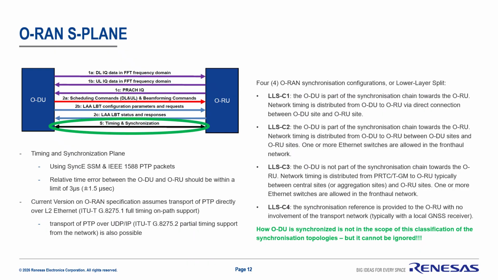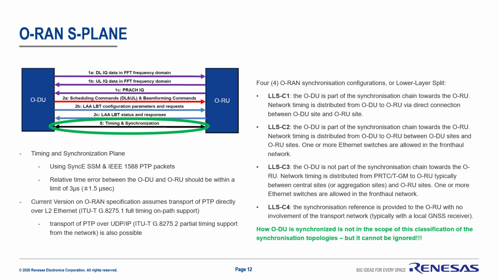The current version of the O-RAN specifications focuses on the transport of PTP and synchronous Ethernet directly to the radio unit, or what we call full timing support. Although usage of partial or assisted timing support may be looked at later, it is not currently being focused on in today's O-RAN discussions.